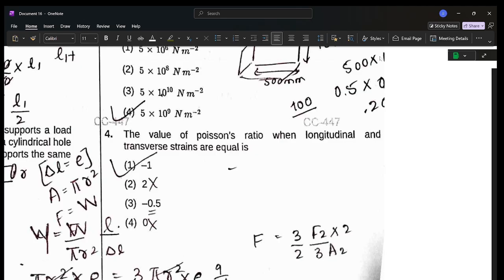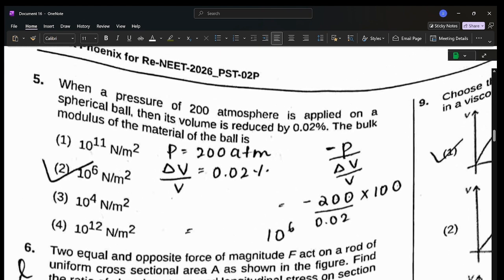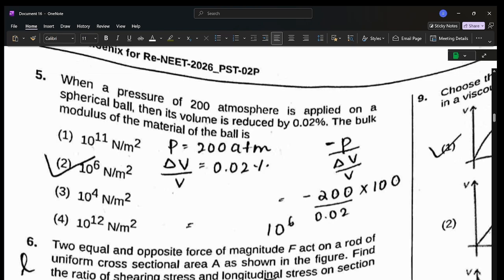Next question is, oh, I've gotten it wrong. I think I understand where I've gone wrong, because this is another most silly mistake. Let me tell you. So basically, when a pressure of 200 atmosphere, so what does it mean? It's 200 atm. That is right. 200 atm is applied on a spherical ball, then its volume is reduced by so much.